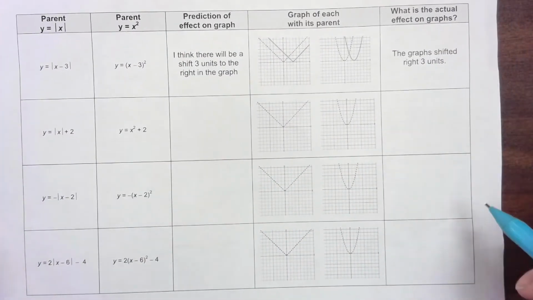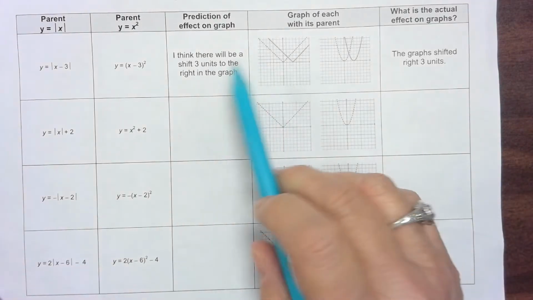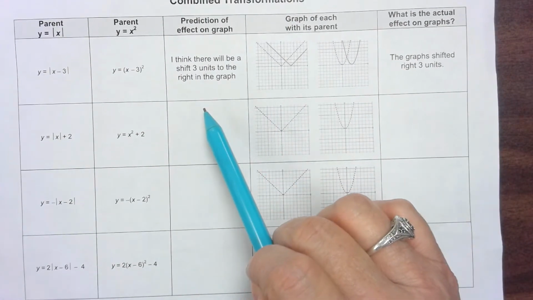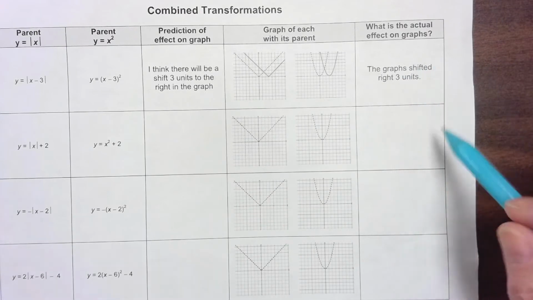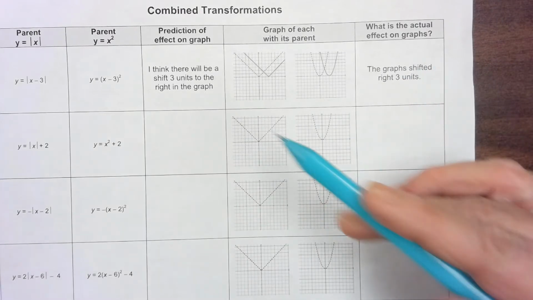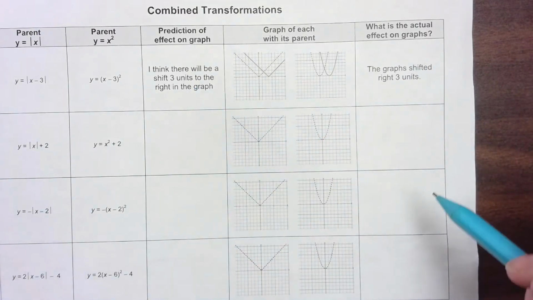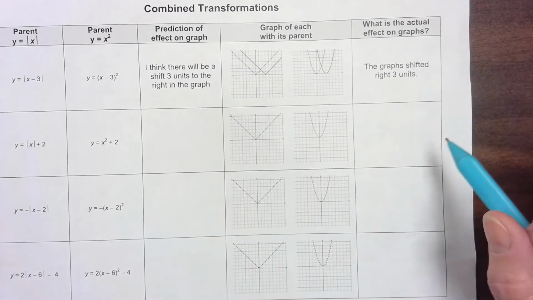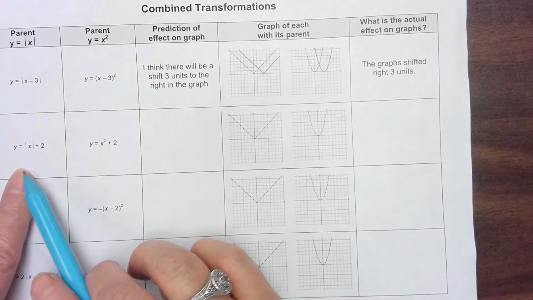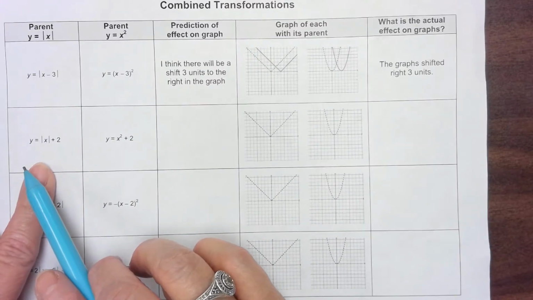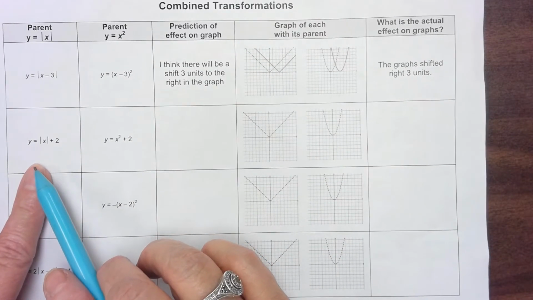So the first one's done for us. You see in the dashed lines, that is your parent, and it says, I think there will be a shift 3 units to the right in the graph, and then the graph shifted 3 units right. We'll skip the prediction column and just write what is actually taking place. So in this next one, we see the absolute value of x plus 2.